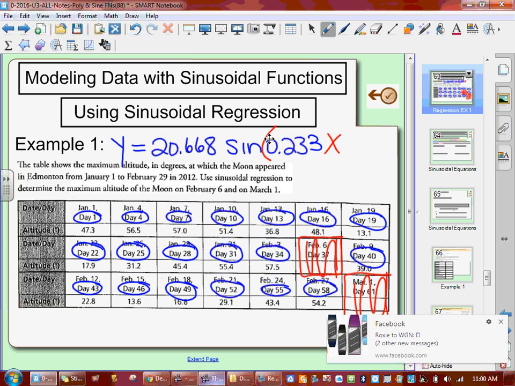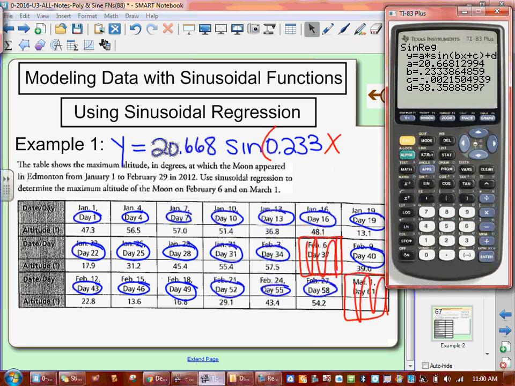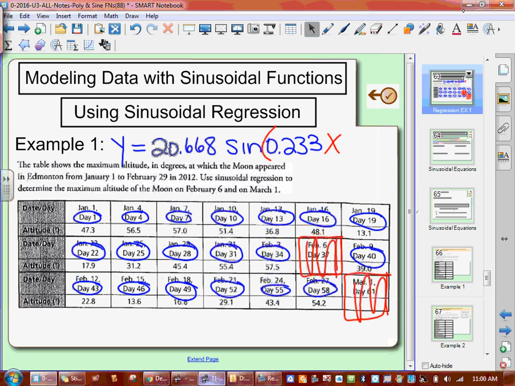Now we're going to write the C value. What is our C value? Well, let's take a look. Our C value is negative 0.002. So negative 0.002. Close our bracket. Okay, we're going to close that bracket there.